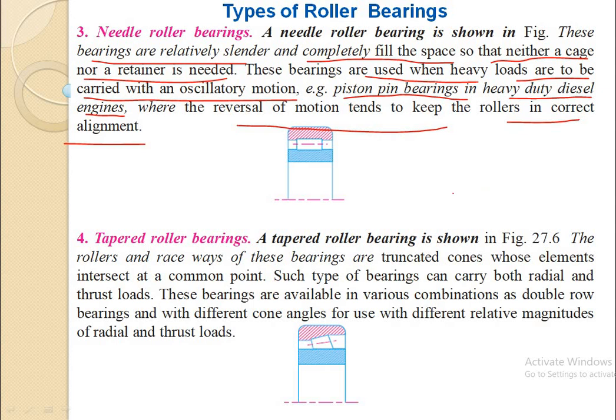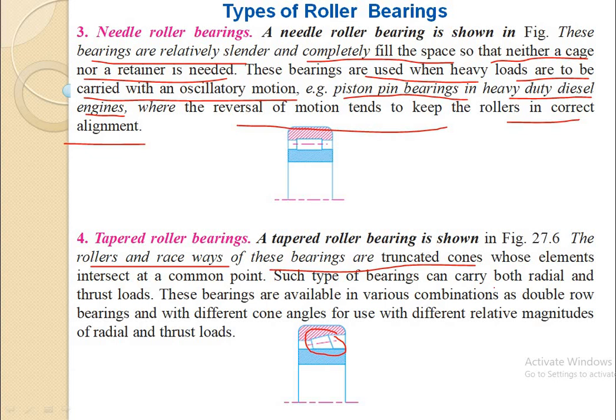The next type of bearing is the tapered roller bearing. This is the tapered shape, that's why these are known as tapered roller bearings. The rollers and raceways of these bearings are truncated cones. Look at the shape of the cone. These are truncated cones whose elements intersect at a common point.